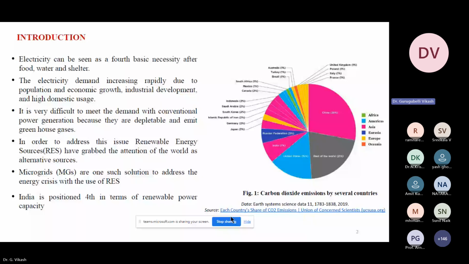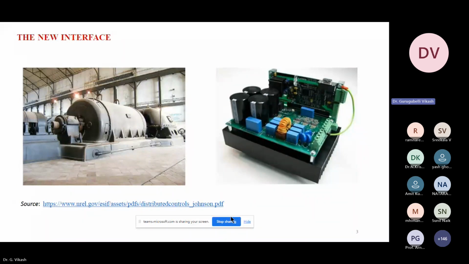And coming to the new interface, the conventional power system is mainly dominated by synchronous generators. But here, the new power system will emerge by using inverters. We will use renewable energy sources, and we need to connect these renewable energy sources to the AC grid. So the inverter is the only solution to connect to the grid. So here we will replace, not only replace, we will use inverters with renewable energy sources to connect to the grid.